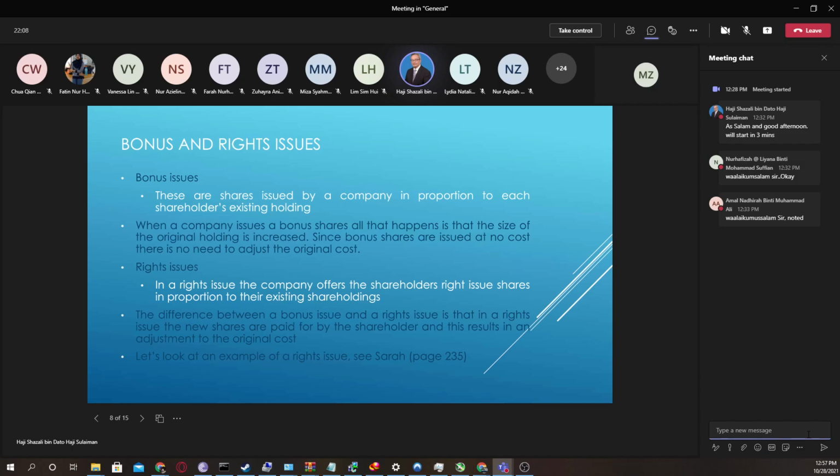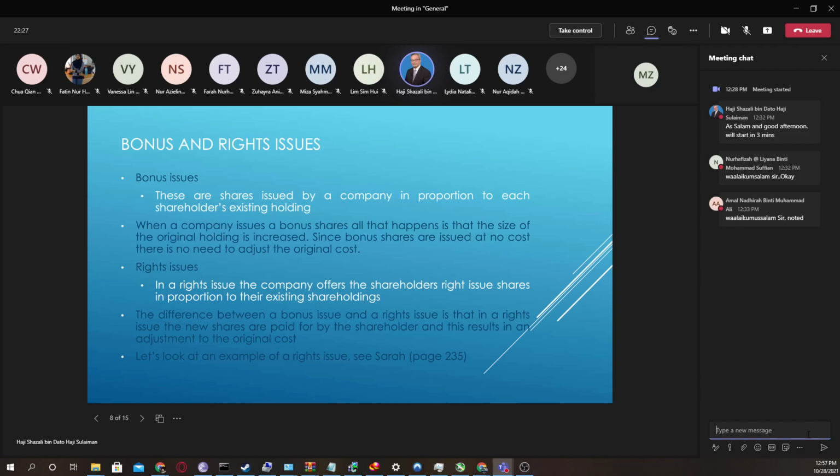We sold 2,000 for £6,000. So then just do a proportion: 2 divided by 15 times 28,750 will give you your cost, and that is used to compute the gain. Okay, so this is a rights issue.